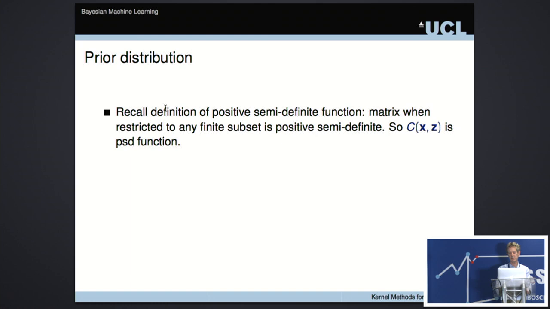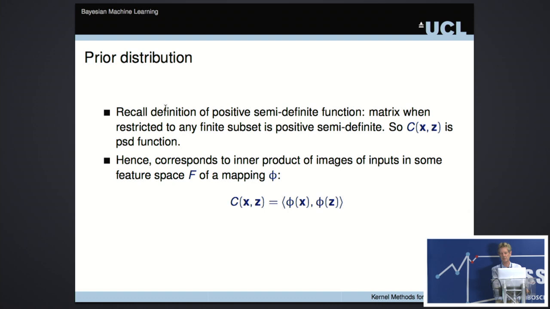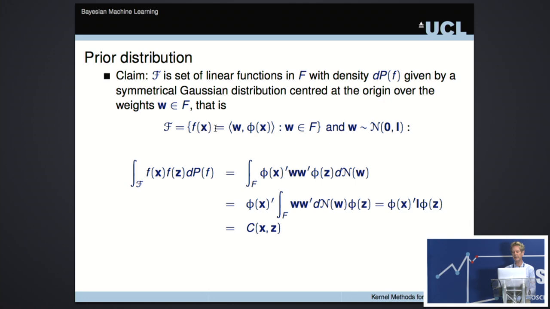We can say, well, okay, C of X Z is a positive semi-definite function, so we can actually create a feature space, F, and a mapping phi, such that C of X Z, this covariance function, is the inner product of phi of X and phi of Z in that feature space. So we're going to pull the same trick, and now, if we define our function class as the linear functions in that feature space, with the prior now defined as just a white noise Gaussian, in other words, the weight vector is a Gaussian centered on the origin with a symmetrical identity covariance matrix, so completely uniform in its weight distribution, that function class we can show actually has the covariance matrix that we require.